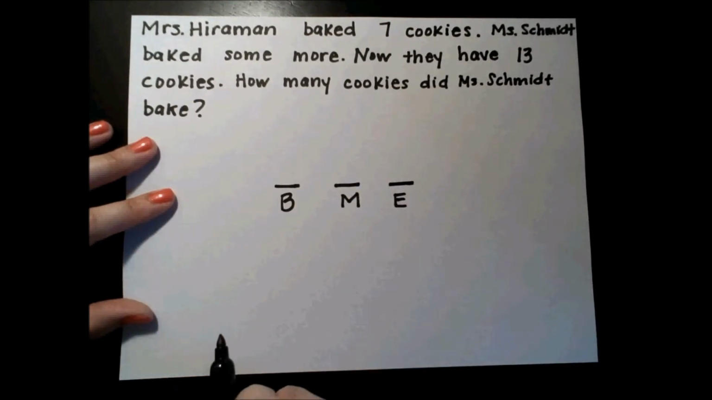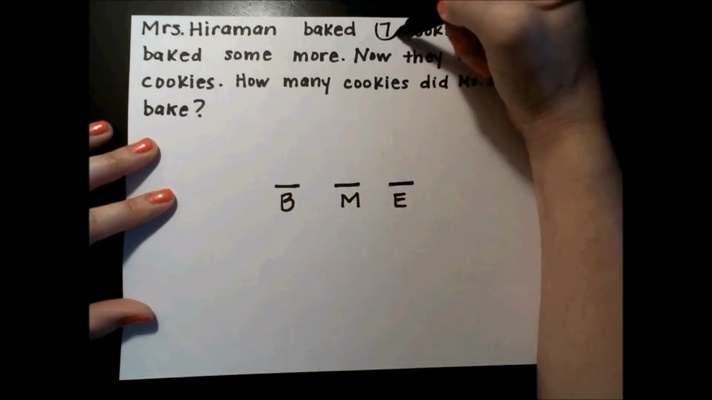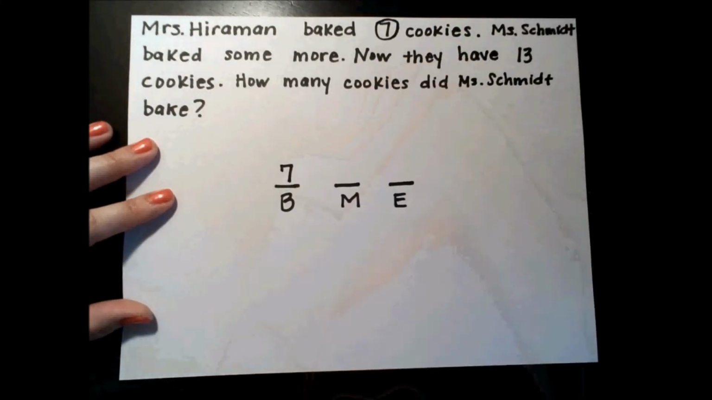Now let's read the first sentence again. Mrs. Harriman baked 7 cookies. How many cookies? 7 cookies. That's what's happening in the beginning of my story.